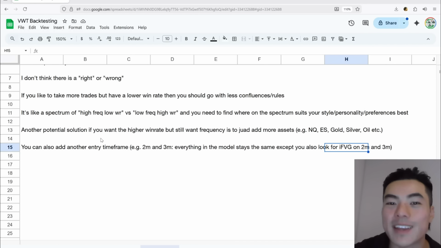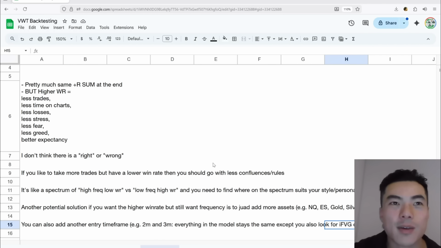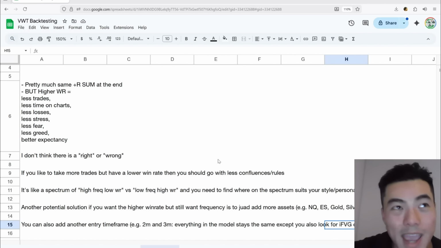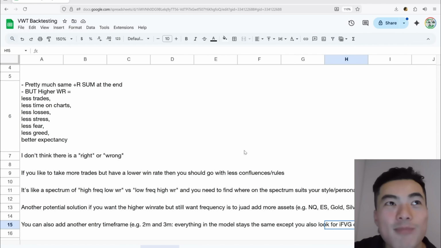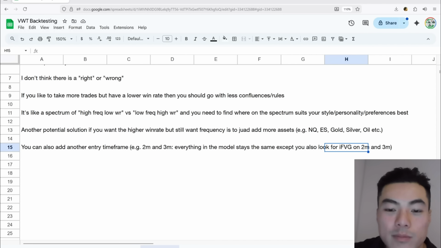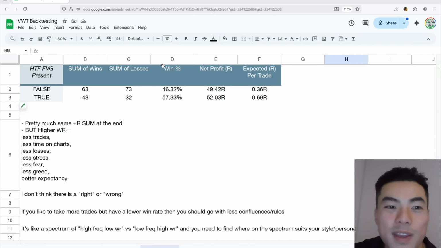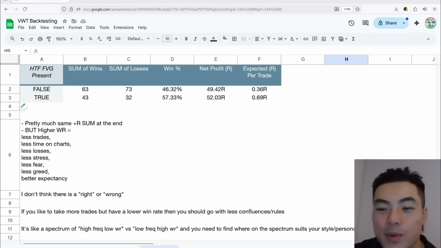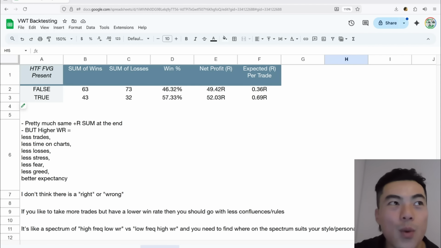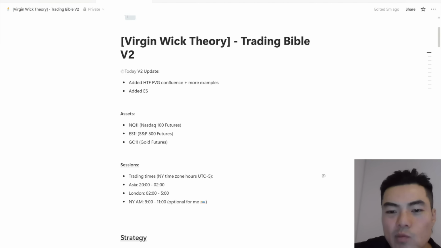Yeah, these are just ideas. But it's up to you what confluences you want to use, how frequent you want to trade, how much of a win rate you can tolerate. But yeah, that's my whole take on adding this extra confluence. I'll just go over what the Trading Bible looks like now that I'm adding this.